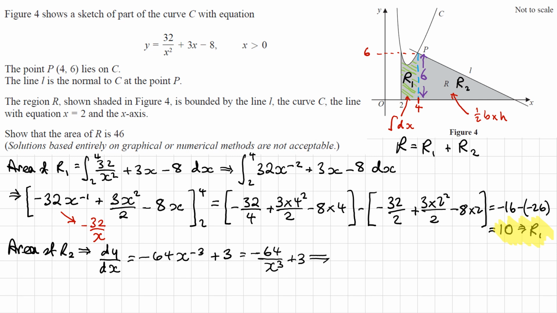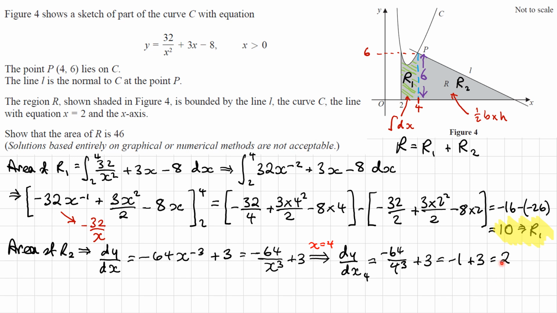and what I want to do is to find the gradient of C at the point P, that is when the x coordinate is 4, so I'm going to be substituting in x equal to 4. So I'm going to be finding the value of dy/dx at this value of 4. Let's do that. So negative 64 over 4 cubed plus 3. So we have negative 64 over 64, so that's going to be negative 1. So negative 1 plus 3 gives us a gradient at P of 2.